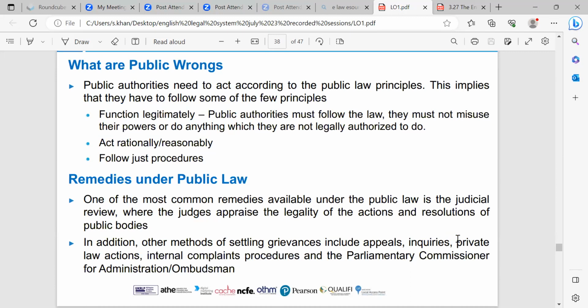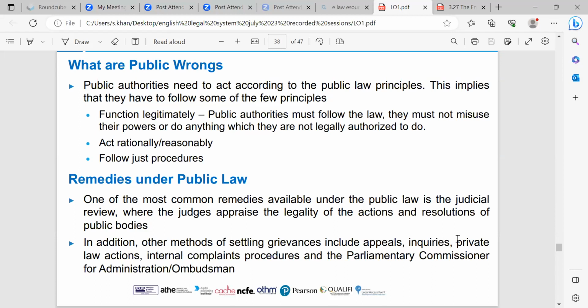Public authorities need to act according to the public law principles. This implies that they have to follow a few principles. They must function legitimately; public authorities must follow the law. They must not misuse their powers or do anything which they are not legally authorized to do. They must act rationally and reasonably, and they must follow just procedures.